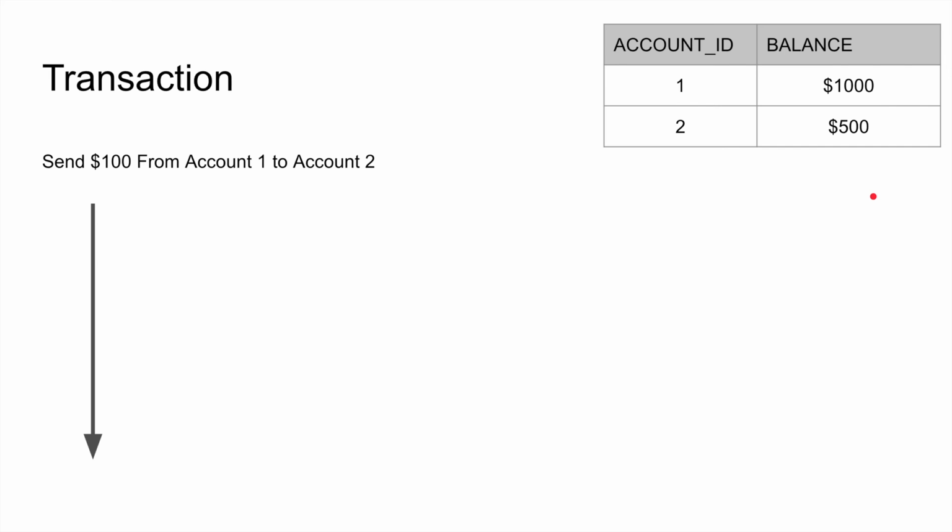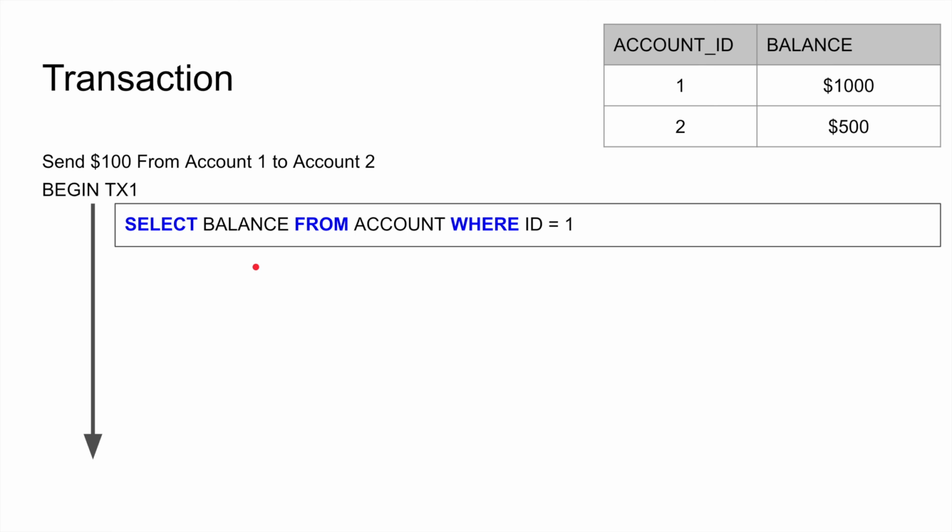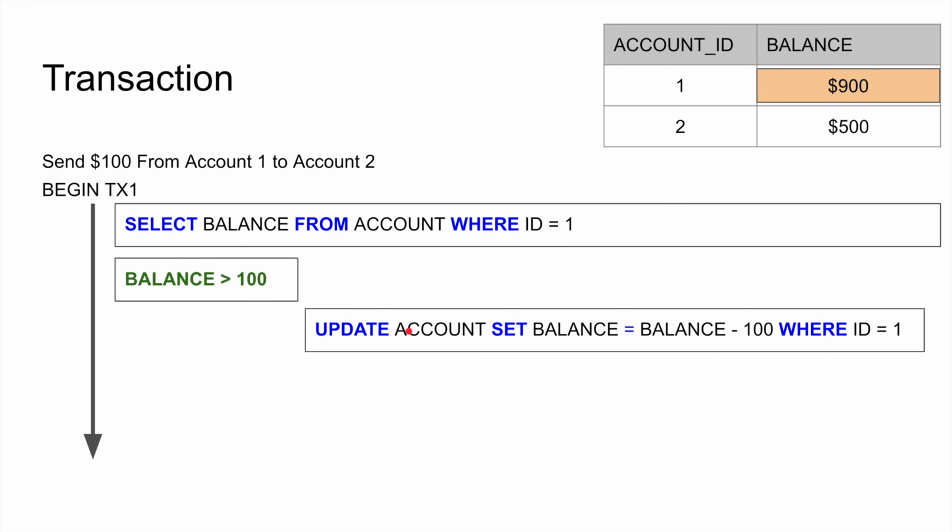So what do we need to do first? Does account one even have $100? I don't know, so I need to check. So we're going to begin the transaction and select. Let's check the balance. Do you have $100, sir? Yes, your balance is greater than 100. All right, let's debit that: 100 minus 100. Okay, so now it's 900.